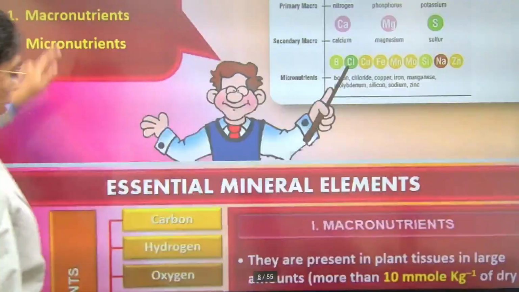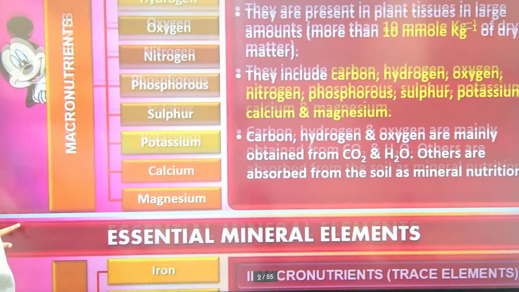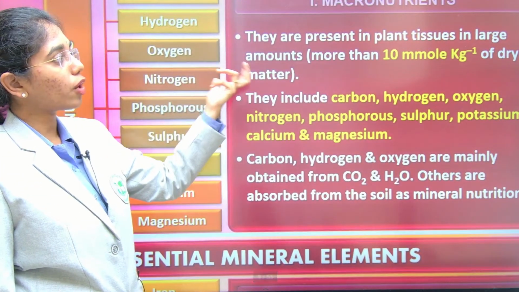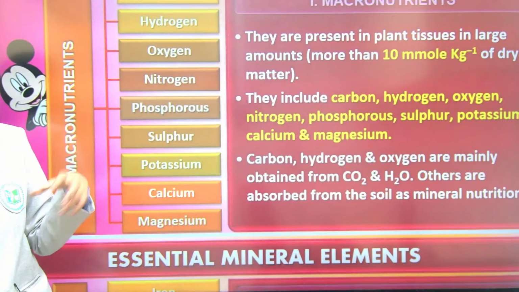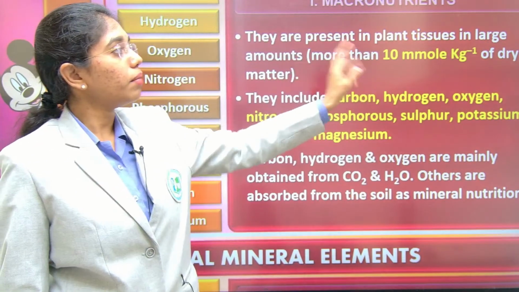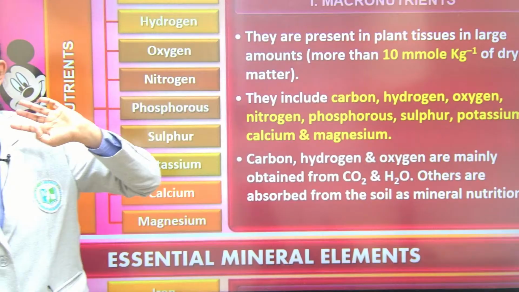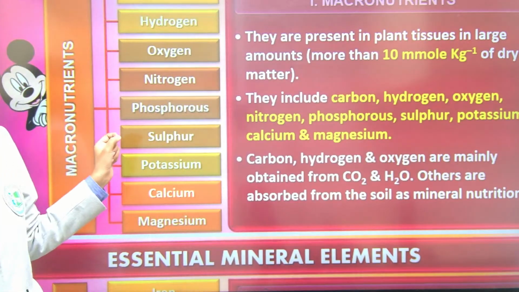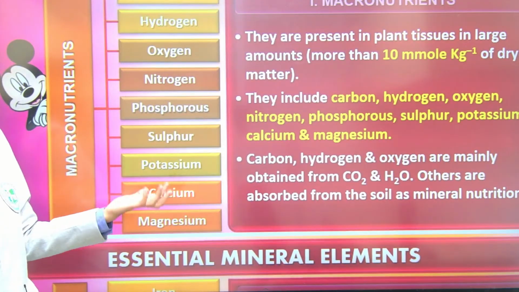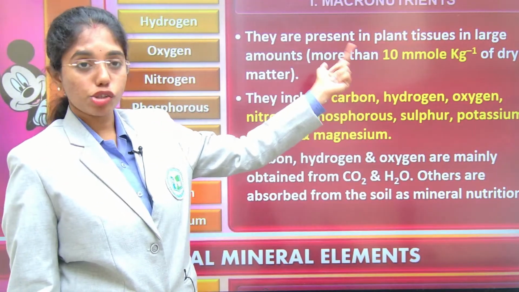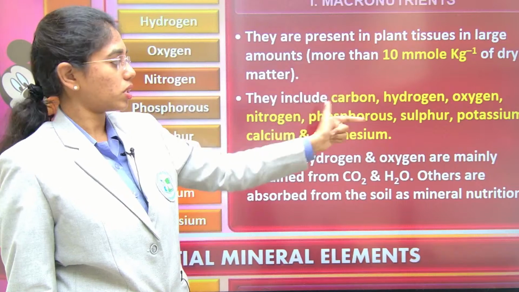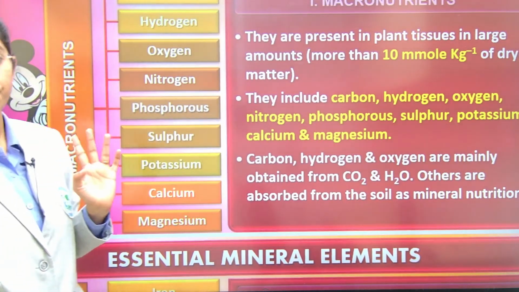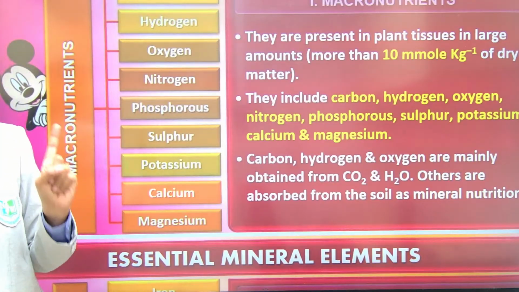Macronutrients are present in the plant tissues in bulk amounts, like 10 millimolar per kg of dry weight. If they are present at that level, they are addressed as macronutrients. They include carbon, hydrogen, oxygen, nitrogen, phosphorus, sulfur, potassium, calcium, magnesium. Total 9 macronutrients.